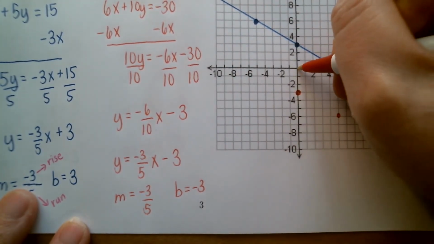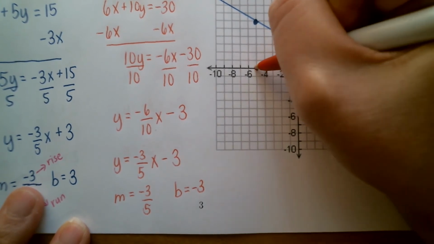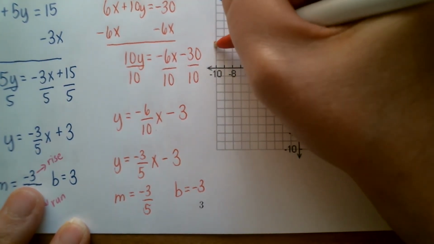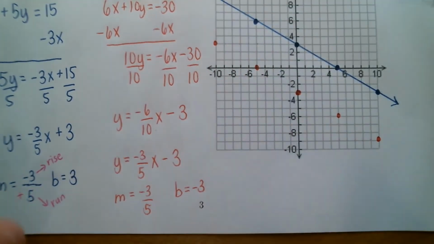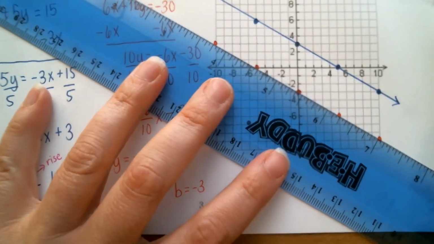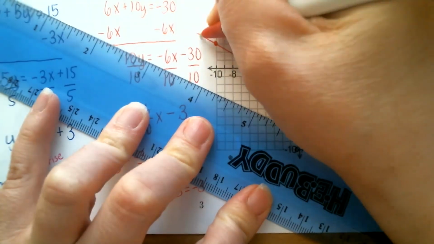So up 3, right 5. Up 3, right 5. And then draw your line. And look at what happens here. Let me go ahead and label this guy.